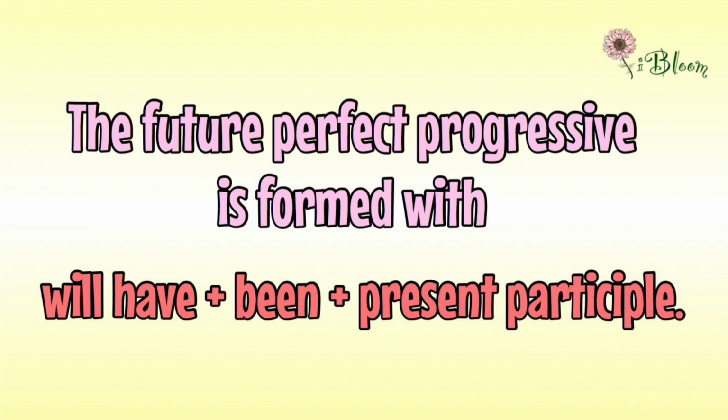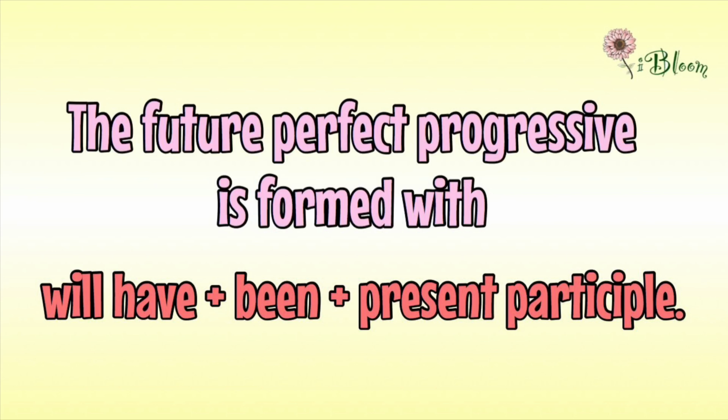Note, sometimes either the future perfect or the future perfect progressive can be used to express the same idea. Example, by 2020, I will have been living in Sao Paulo for 15 years. Will have plus been plus present participle. This is the future perfect progressive.